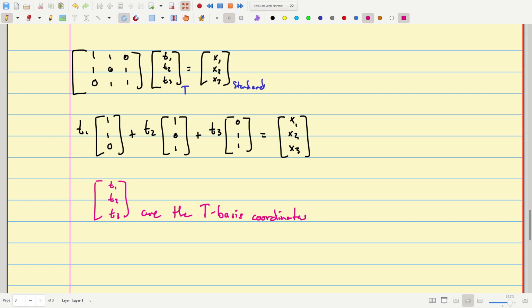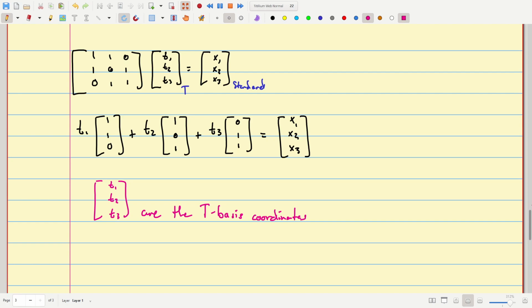So when we set up these computations, this is the way to intuitively understand why it seems like I'm going backwards. I multiply by a matrix T whose columns are the basis vectors for the T basis. And what that does is it takes me from the T basis to the standard basis. Now, if I want to go the other direction, that is from the standard basis to the T basis, what do we do? We multiply by the inverse. Right?